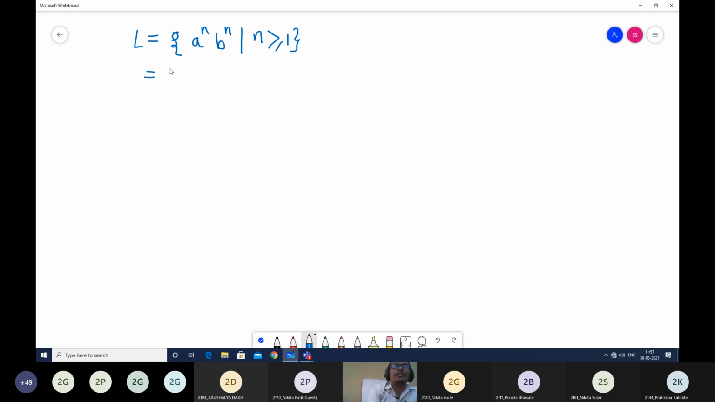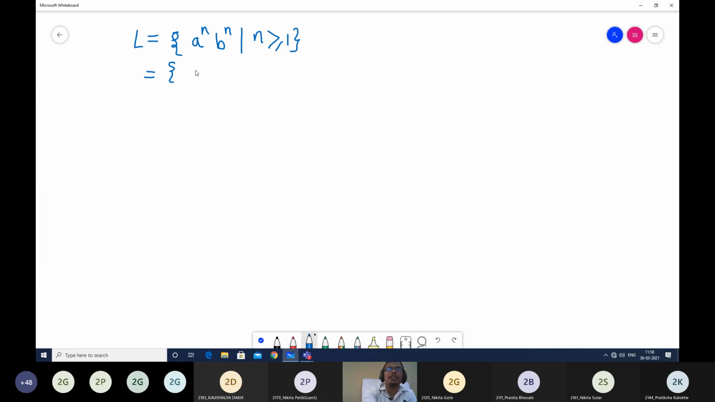What will be the difference in this? As n is greater than or equal to 1 now, n cannot be 0. And if n is not 0, you will not have a null string in this language. So the first string in this language will be with the value of n as 1.